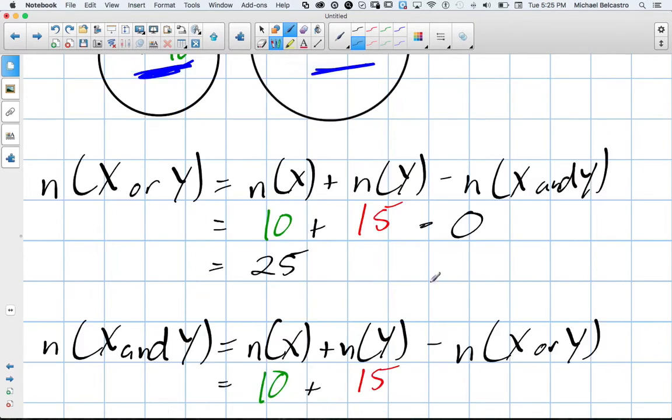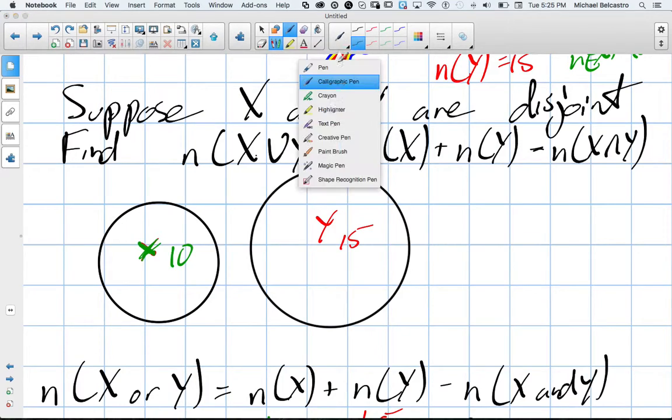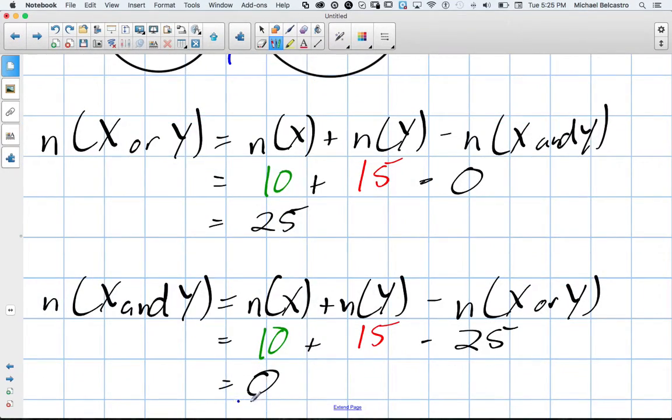So x and y is 25 units subtracted by a total of 25 units, which essentially gives us 0, which makes sense because there's nothing overlapping here. The and would be where there's overlap. There's no overlap, so that means there are 0 units of x and y in this case.